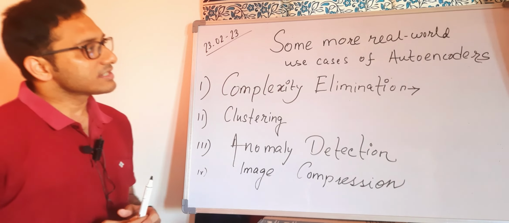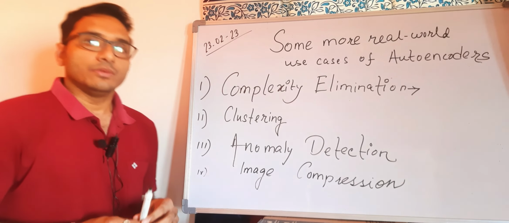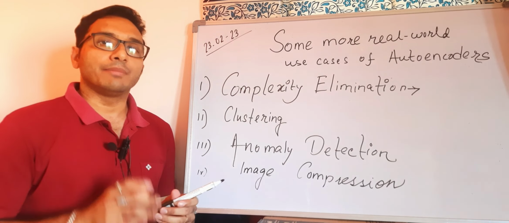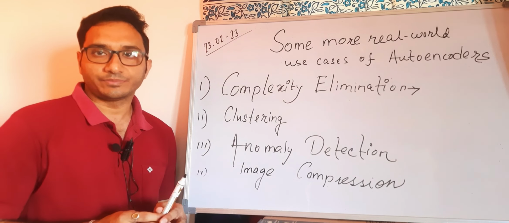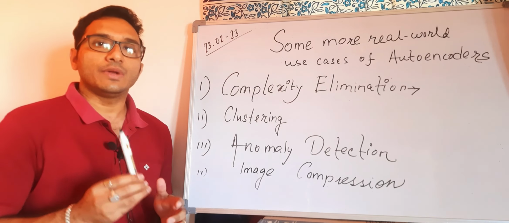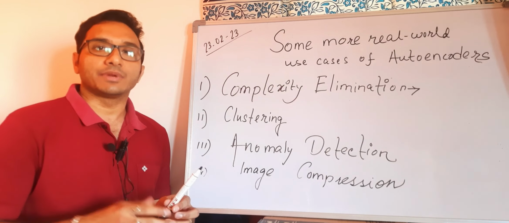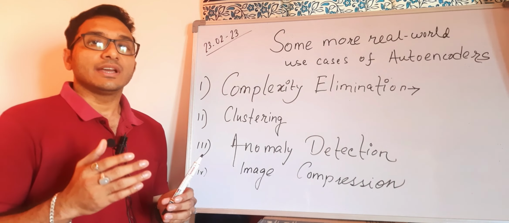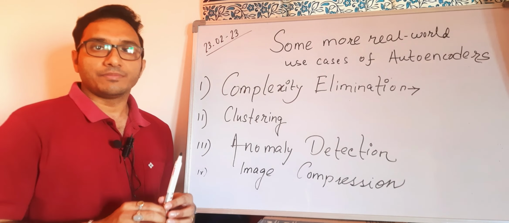Some more real world use cases of autoencoders. Number one, complexity elimination. In an autoencoder, we saw that the main function is the reduction of dimensionality. In the hidden layer, it converts the original input data into a latent space representation. That is where dimensionality reduction is happening, and it is reducing the complexity of the input data.